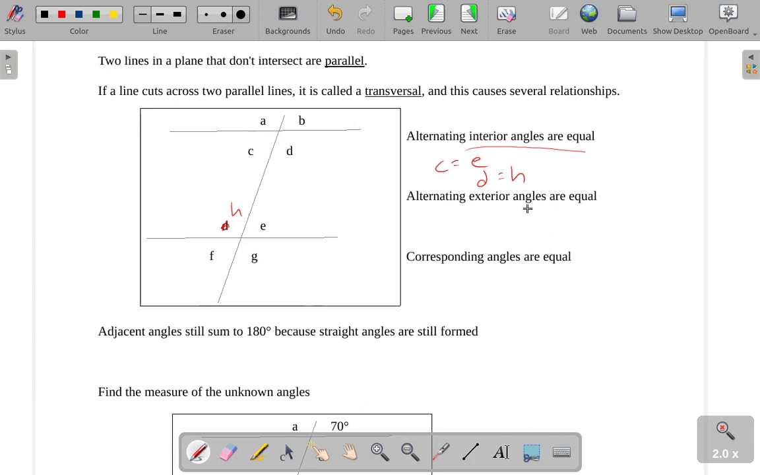Similarly, with alternating exterior angles, those are also equal, so this angle up here, A, and G would be equal to each other. A would be equal to G, and B would be equal to F.